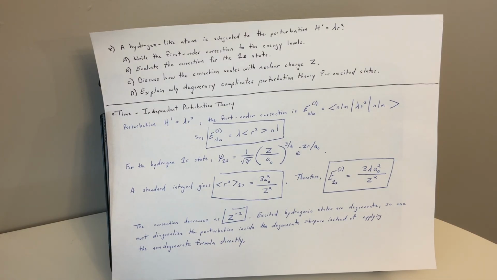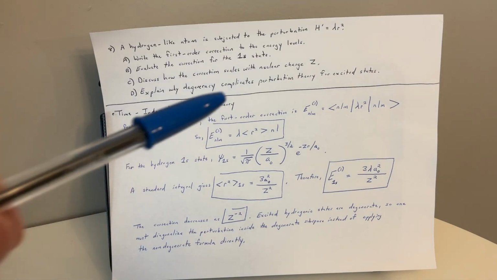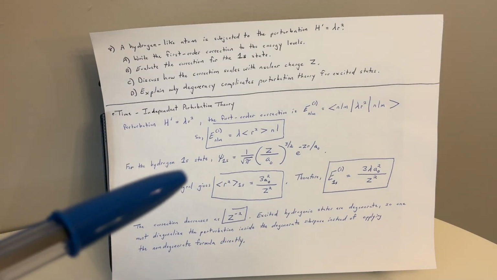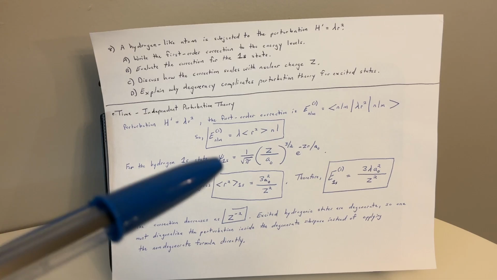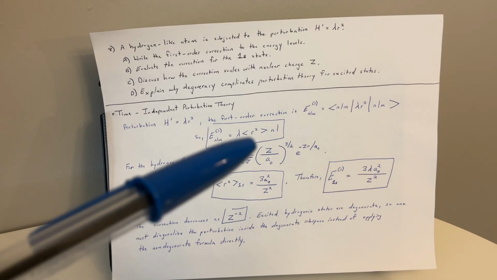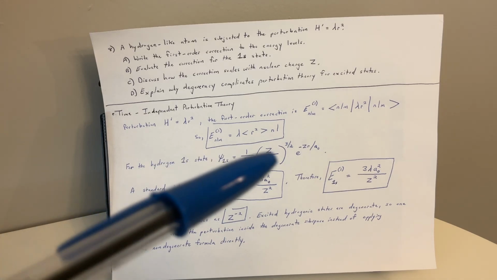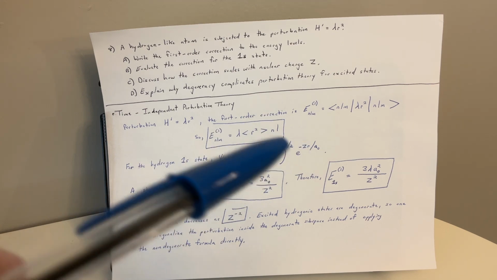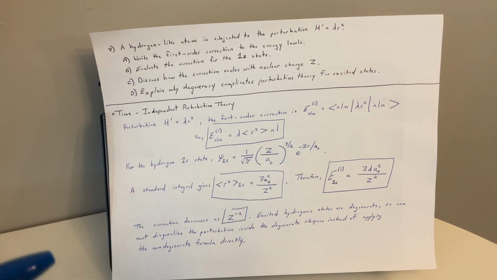I'm not pi, what am I saying? Lambda, right? And then we have that expectation value here, r squared, and L. And for hydrogen, the 1s state, psi 1s equals 1 over square root of pi, times the quantity Z over a naught to the 3/2, e to the negative Z r over a naught.